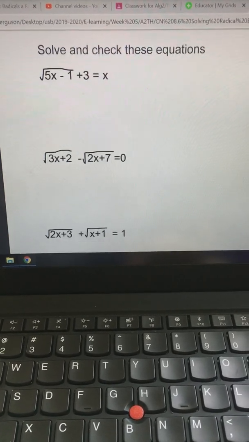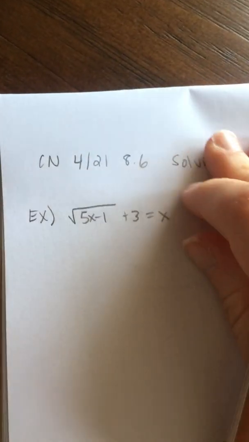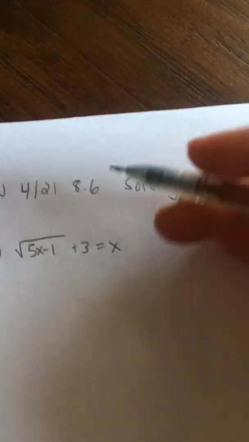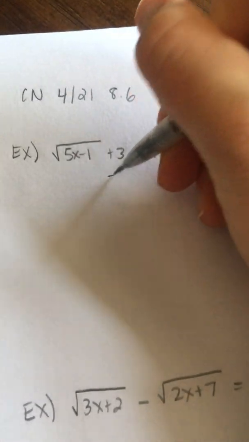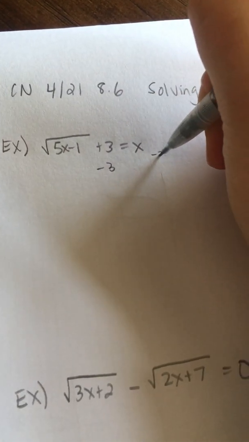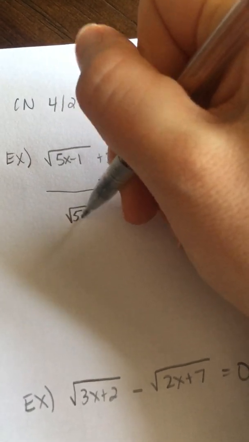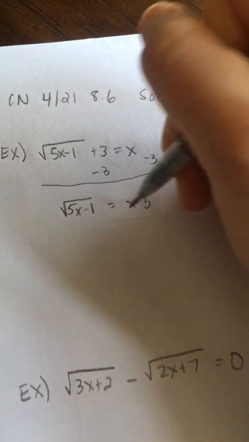And we are going to go ahead and start our process of solving. So our first radical equation that we need to solve looks like this. So my first step is going to be to isolate the root by subtracting over the 3. Then I'm going to get root 5x minus 1 equals x minus 3.